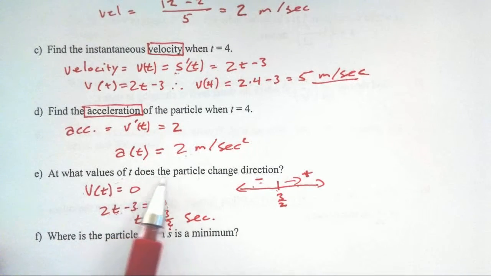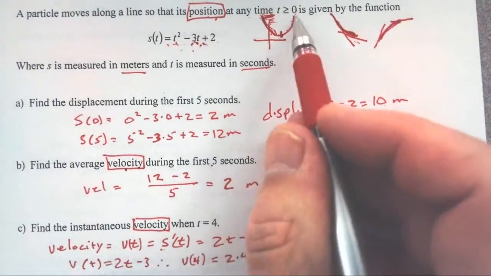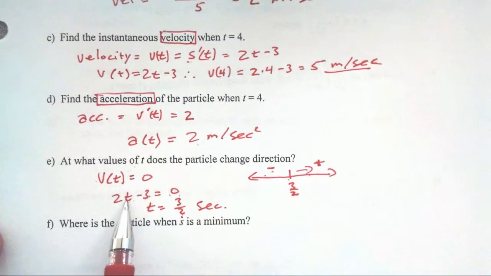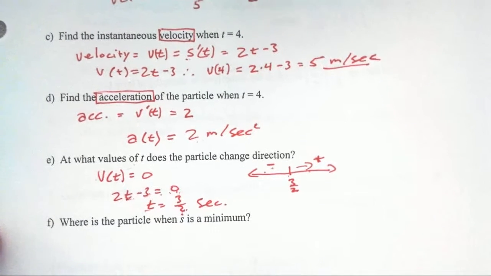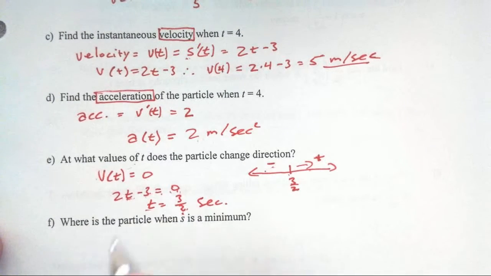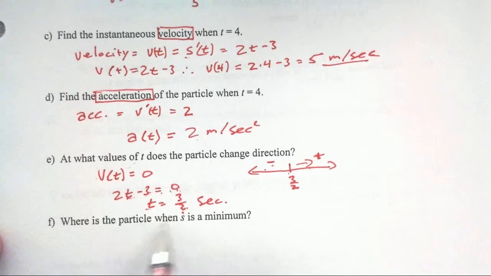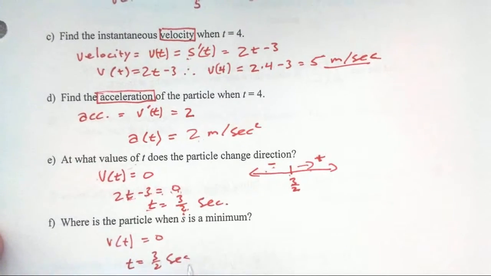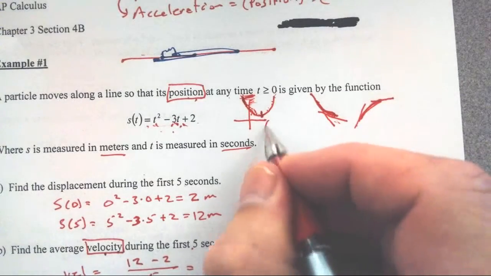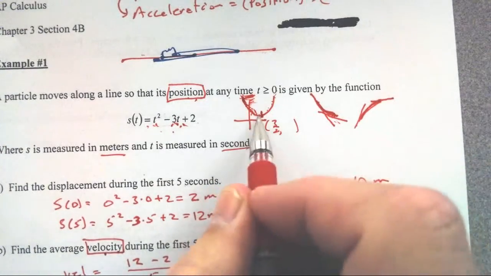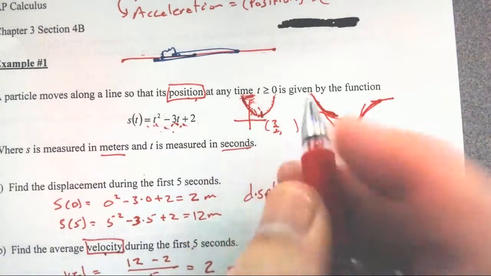At what value does the particle change directions, from going down to going up? That's the velocity equation equal to 0. I think it's important to make those connections. So where's the particle when S is minimum? When S is minimum, again, V of t equals 0. That occurs when t equals 3/2 seconds, but where is the particle? Again, this is not really this parabola. At 3/2 seconds, the particle is at this y value.